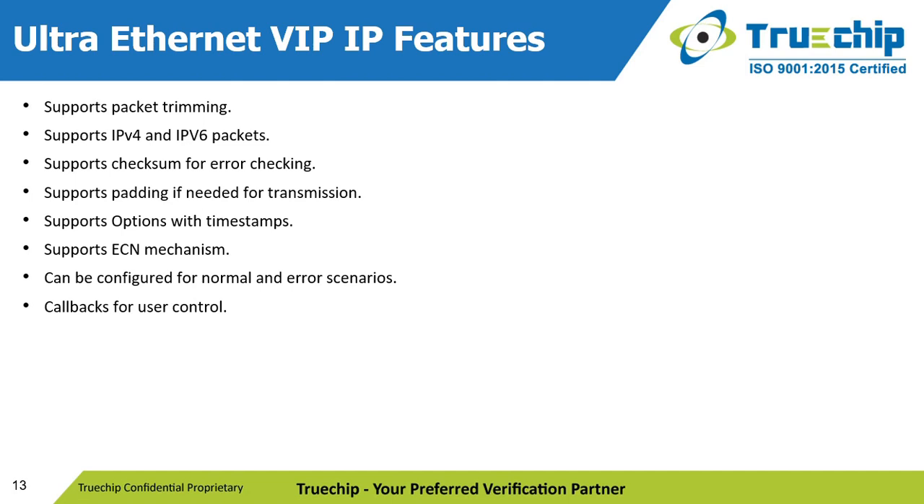Coming to the IP layer, IP supports packet trimming and IPv4 and IPv6 packets. The IP layer supports the checksum for error checking and padding if needed for transmission. It supports options with timestamps. The IP layer also supports the explicit congestion notification mechanism, which is vital for advanced congestion control in UET. It can be configured for normal and error scenarios. TrueChip provides callbacks for user control.